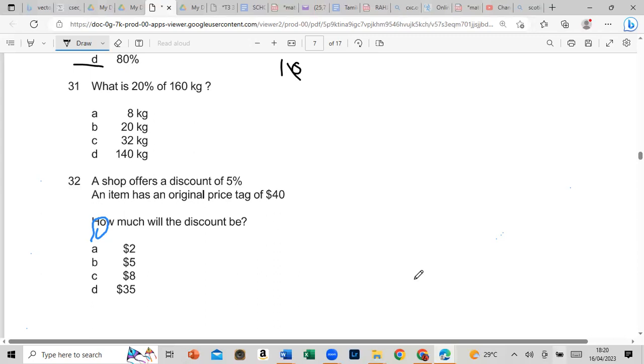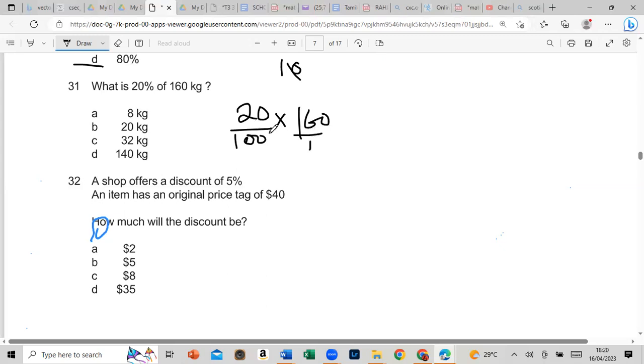Oh, we got C. Here's what to do. A percentage means out of 100. So 20% means 20 out of 100. And I learned that in mathematics, the word "of" means to multiply. So I'm going to multiply 20 over 100 times 160. And I can always say 160 over 1 to make it easier.